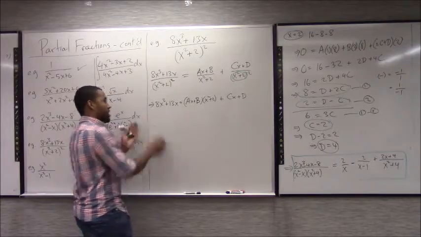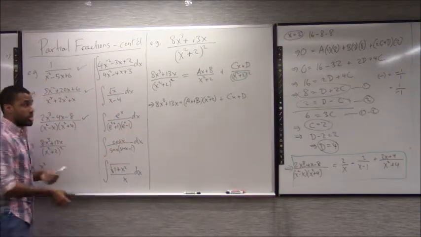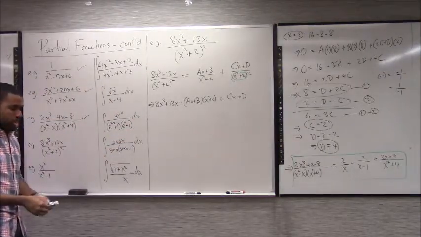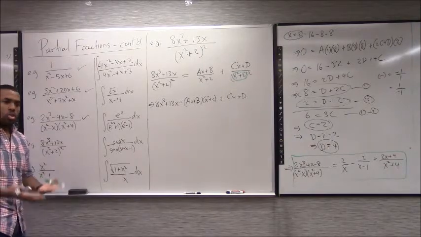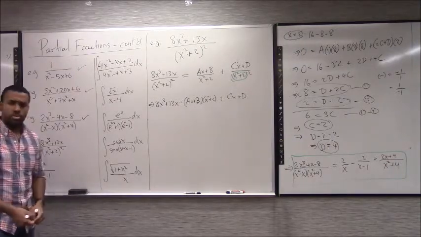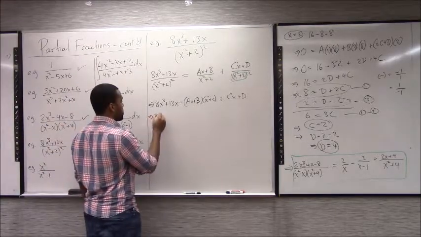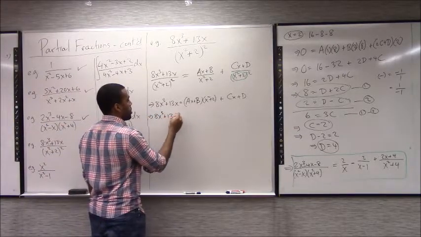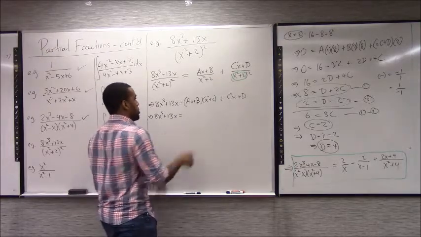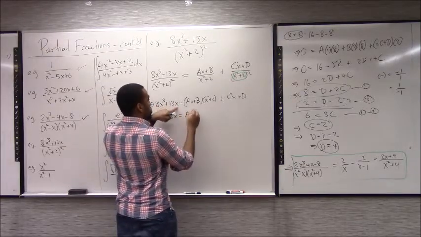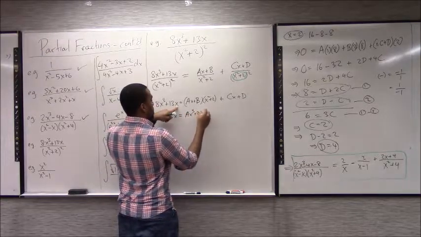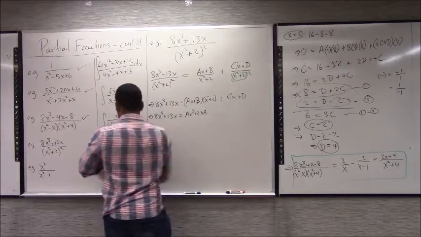Now it's not that anything is wrong with doing this, we could continue doing that, but I think the other way would be easier. And the more you practice this, the more you'd get a feel for which method you'd want to go for. So what I would do here, when you FOIL this out, you would get Ax cubed plus 2Ax.